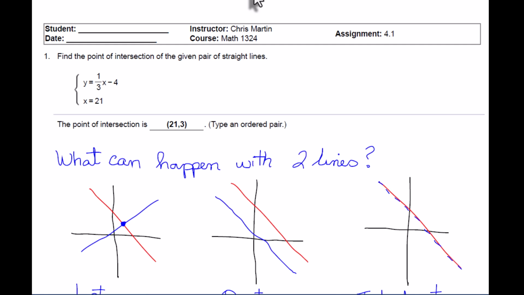Welcome to Math 1324. This is section 4.1. We are looking at systems of linear equations. What that means is we have two lines. And so what can happen if we had two lines? Well, looking at this graph, here's line 1, the blue is line 2. They are intersecting in one common point.